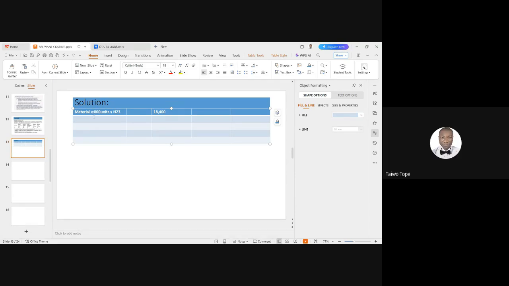So material X, you have 800 units at 23 naira per unit. You have 18,400. For material Y, there is a split. There's an opportunity cost. So the opportunity cost is what?